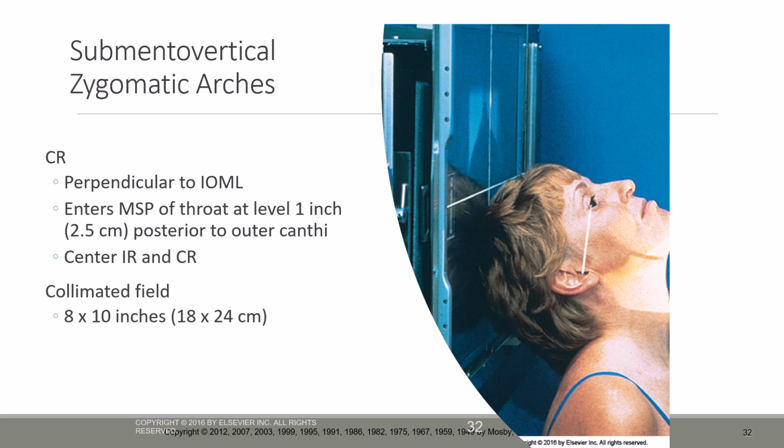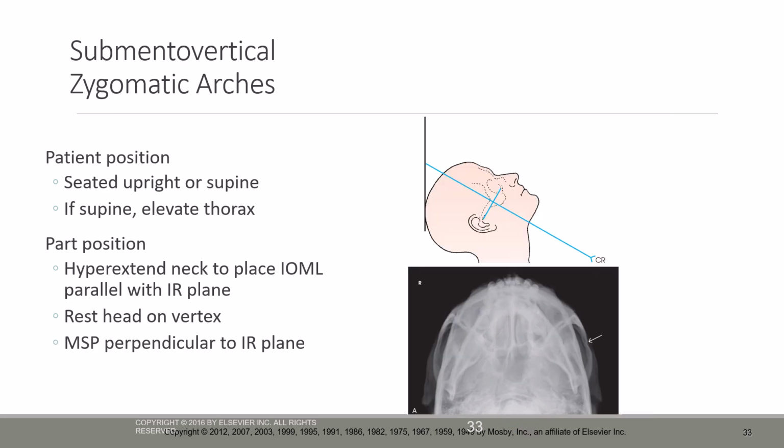So open the light field, extend the light field about a ½ inch beyond the EAMs, and then extend the light field anteriorly to the acanthion and the soft tissue of the nasal cartilage. Okay. And this is our submento vertex zygomatic arches. The image looks dark because it's screen film.